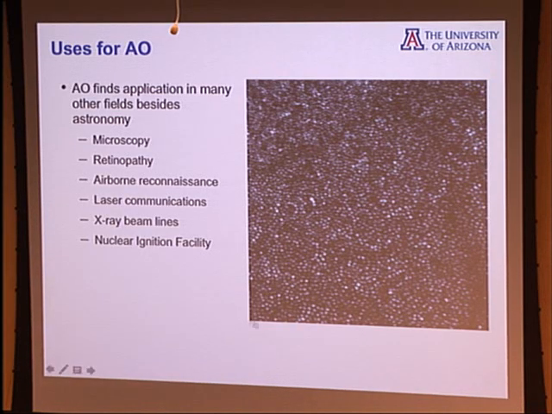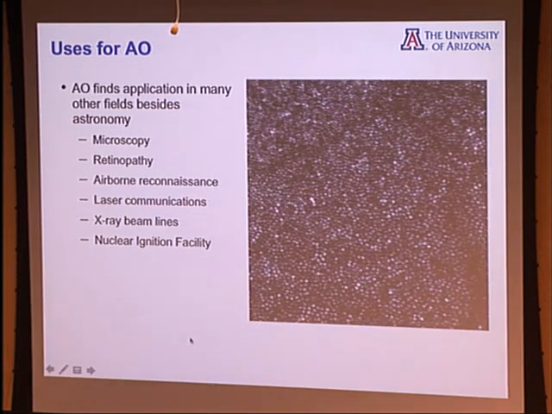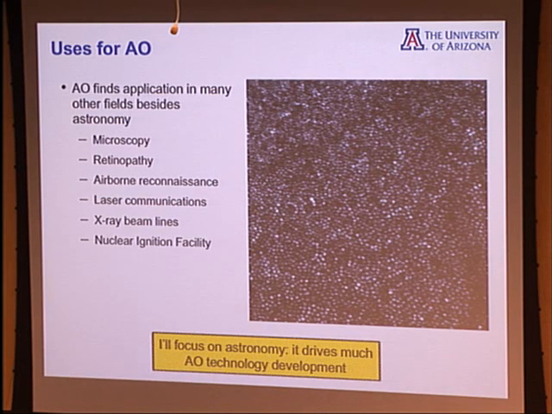The whole thing is dancing around because that's what we do, right? So you can detect the predator in the bushes over there. We cannot hold our eyes still. It's physically impossible to do that. Lots of other applications of AO. Can be mounted on planes looking downward. It's used in laser communications, X-ray beam lines, and so on. But as with a number of technologies like detectors, astronomy drives much of the technology development in adaptive optics, hence my focus.